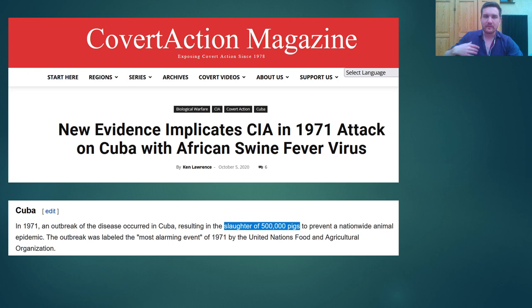The United States is constantly trying to worsen the situation, constantly doing covert actions. For example, in the 70s, they introduced African swine fever. And so Cuba had to slaughter 500,000 pigs to stop the spread of this disease. And this is done constantly. There are so many covert actions done by the United States, done by the CIA against Cuba.